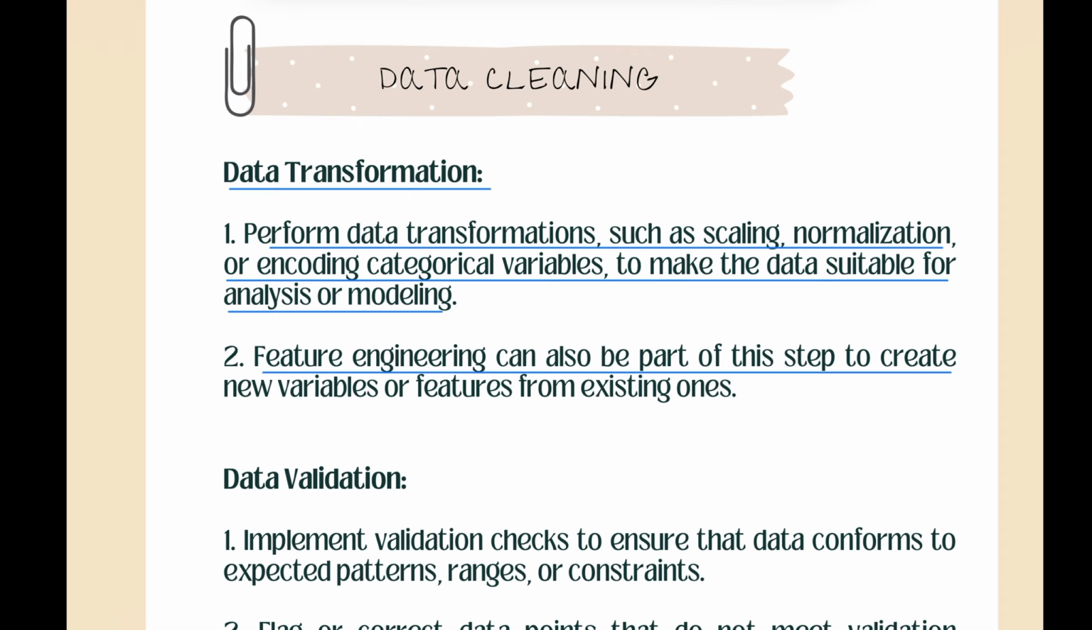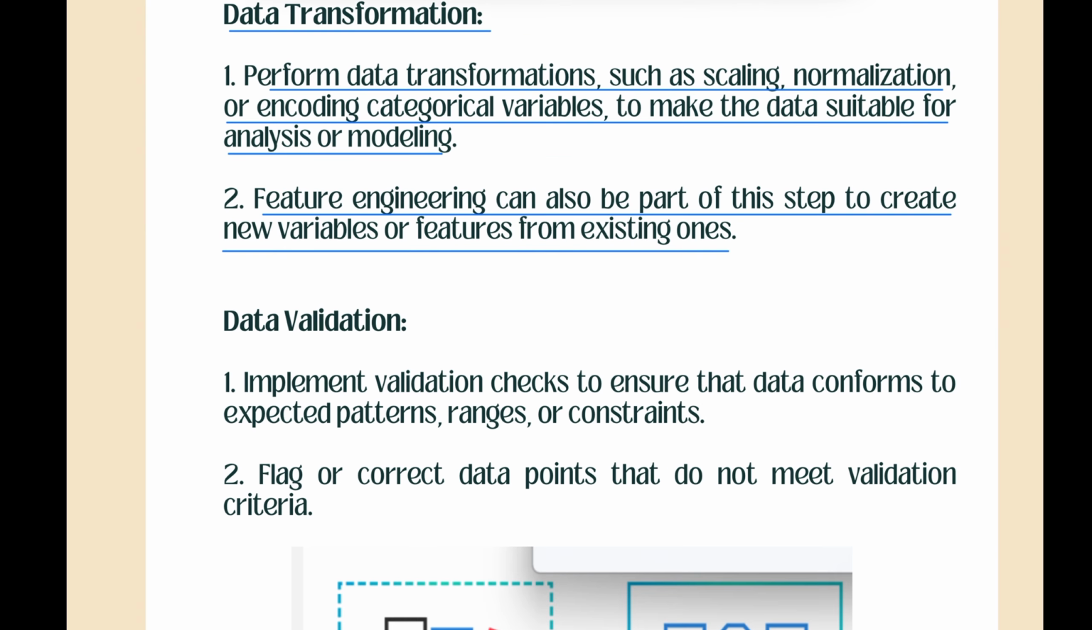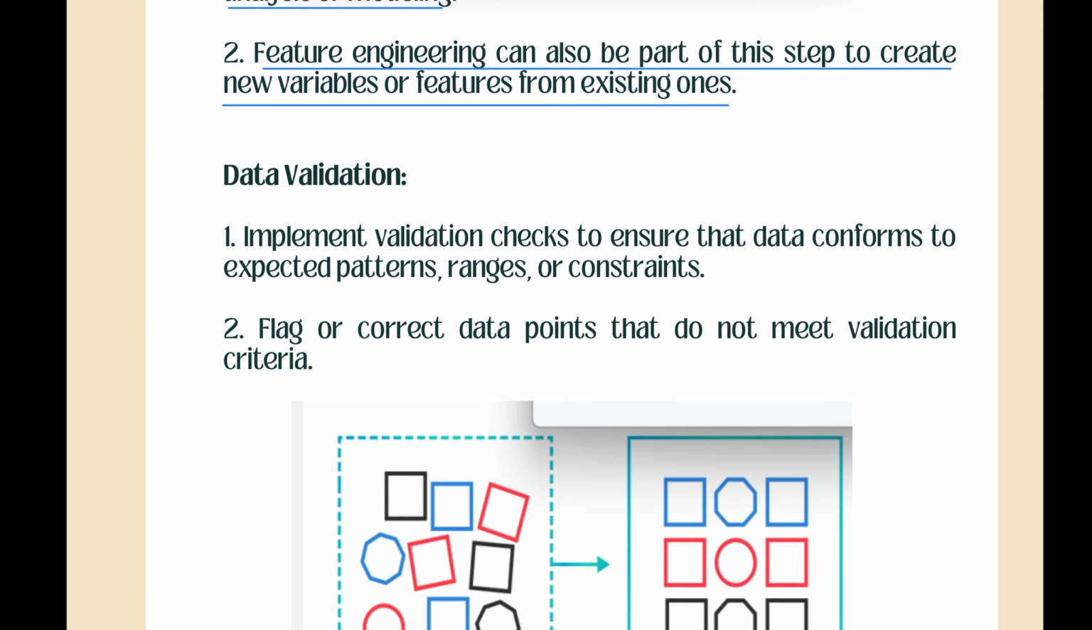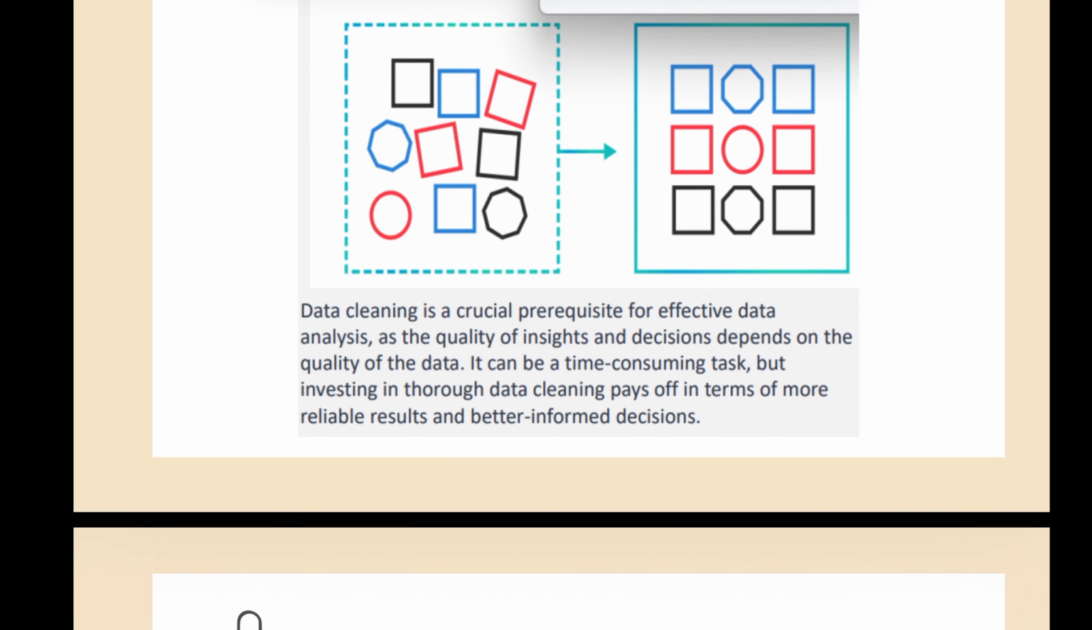Feature engineering can also be a part of this step, to create new variables or features from existing ones. Next is data validation, implementing various checks to ensure that the data conforms to expected patterns and ranges, and flag or correct data points that do not meet the validation criteria. This is the figure for that one.